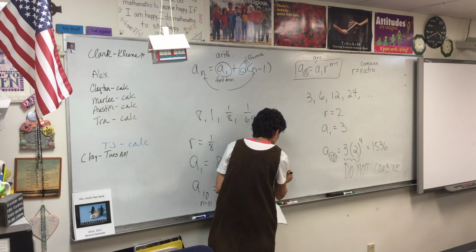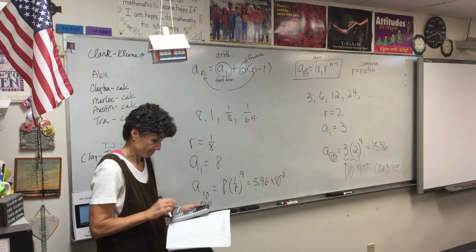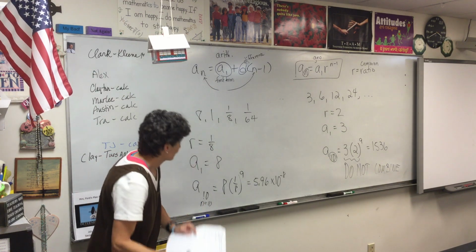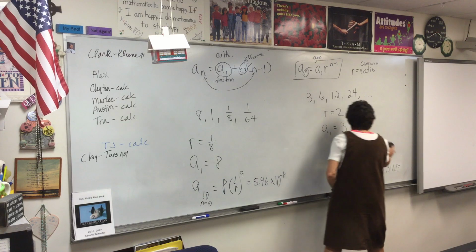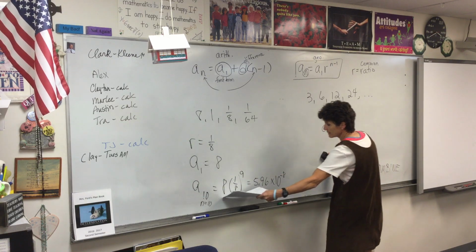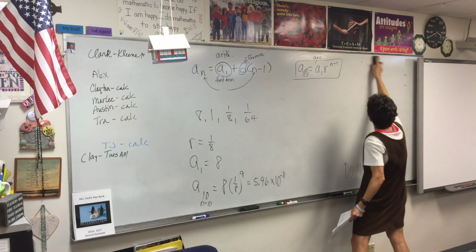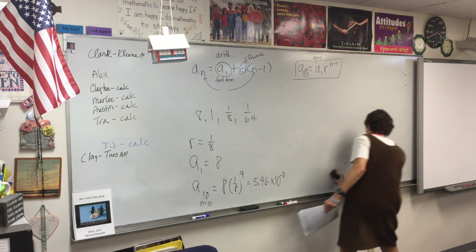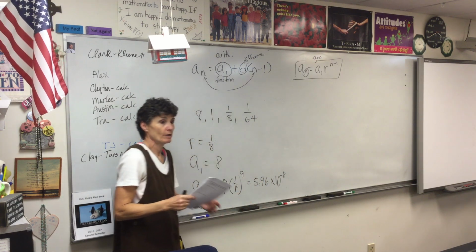5.96 times 10 to the negative 8. Remember, you cannot combine the 8 and the 1/8. They have to stay separate. You put them in as separate numbers on your calculator. 8 times 1/8.